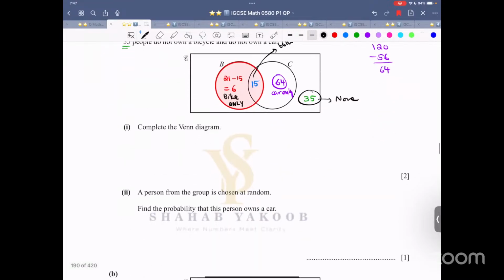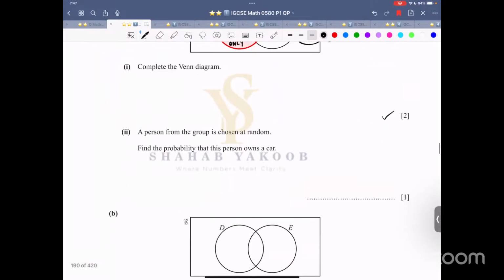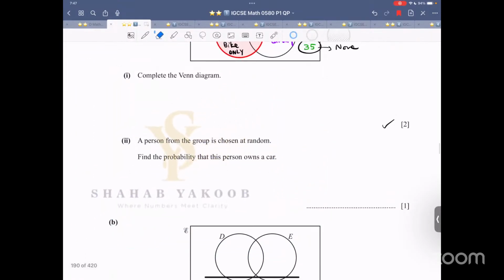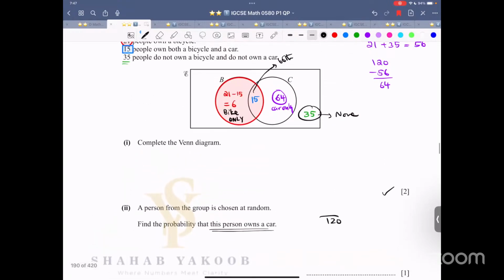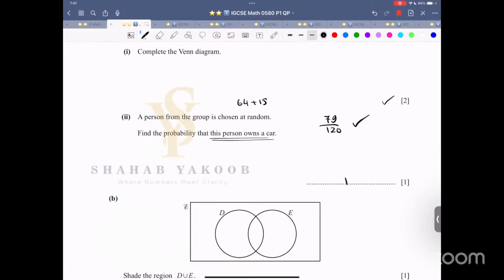Complete the Venn diagram for 2 marks. That's done. A person from this group is chosen at random. So therefore, the denominator is 120. Find the probability this person owns a car. It does not say only. So that is 64 plus 15, which is 79. That is 79 over 120. No need of reducing it. So 79 and 120. That's how you get this.